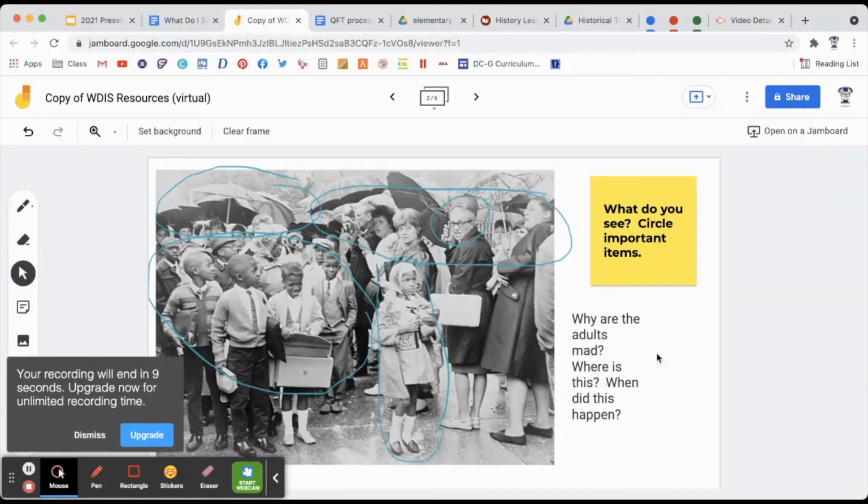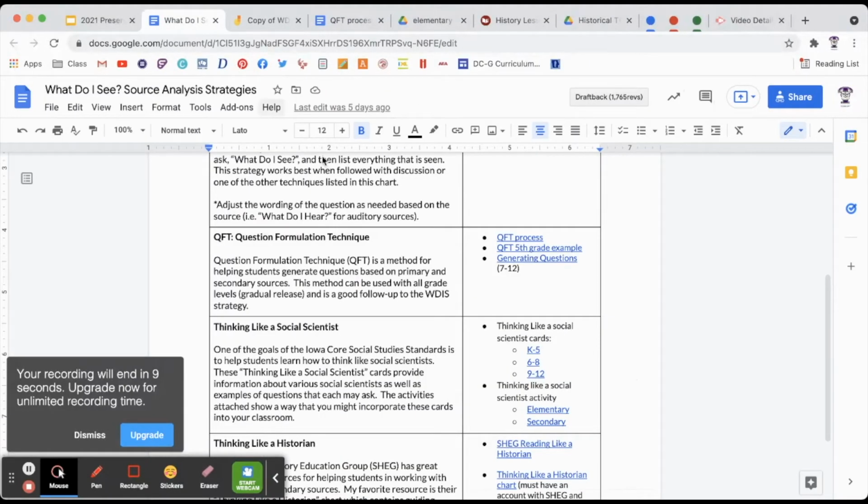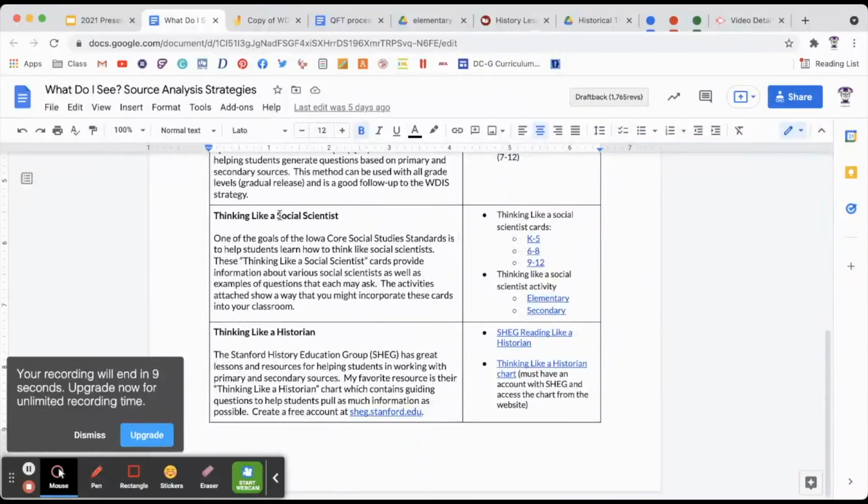If for some reason your students are struggling on how to develop these questions, there's some additional resources that I have on the resource page to help work through this. The first one are these Thinking Like a Social Scientist cards, and I believe I got them when I took the statewide training about the social studies standards and some suggested instructional practices.